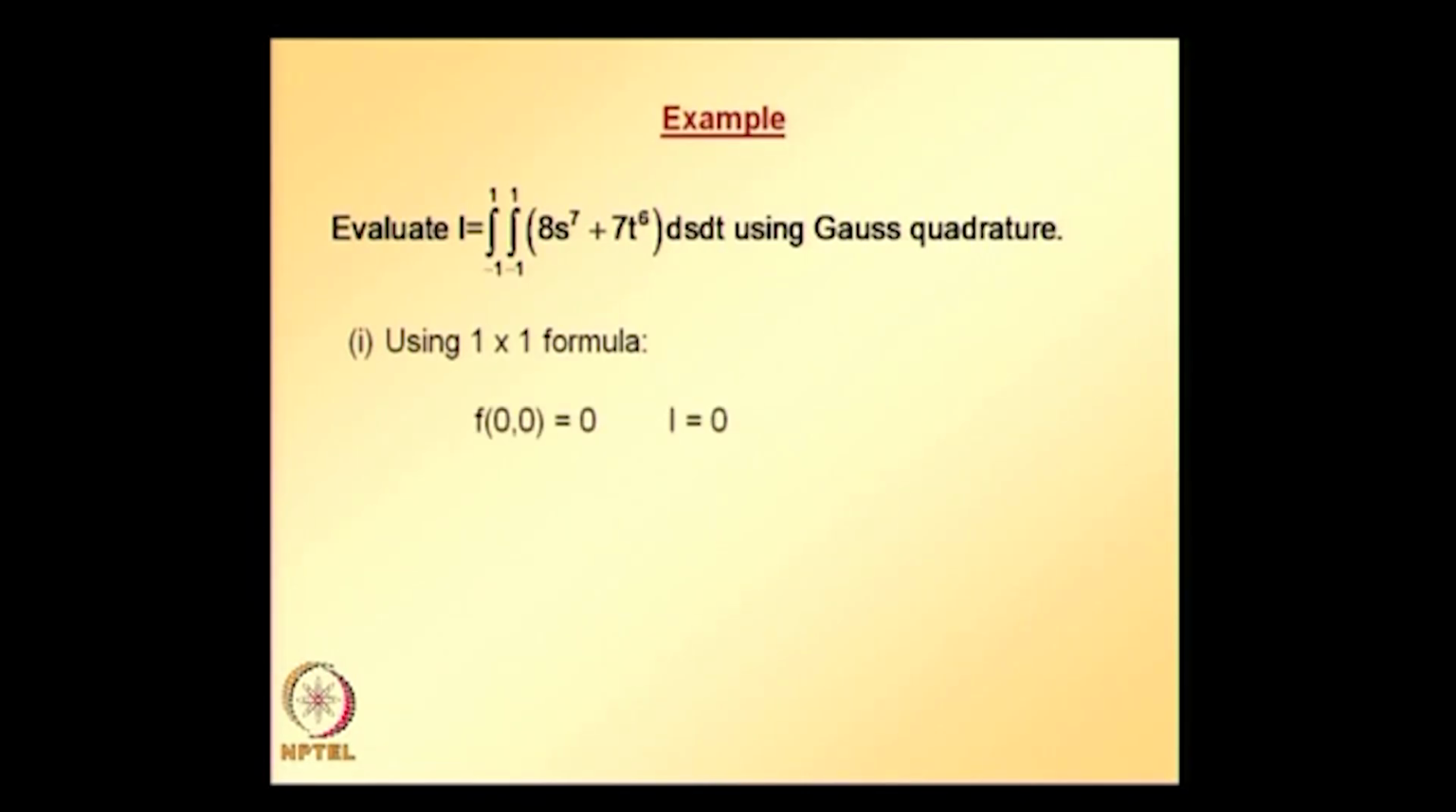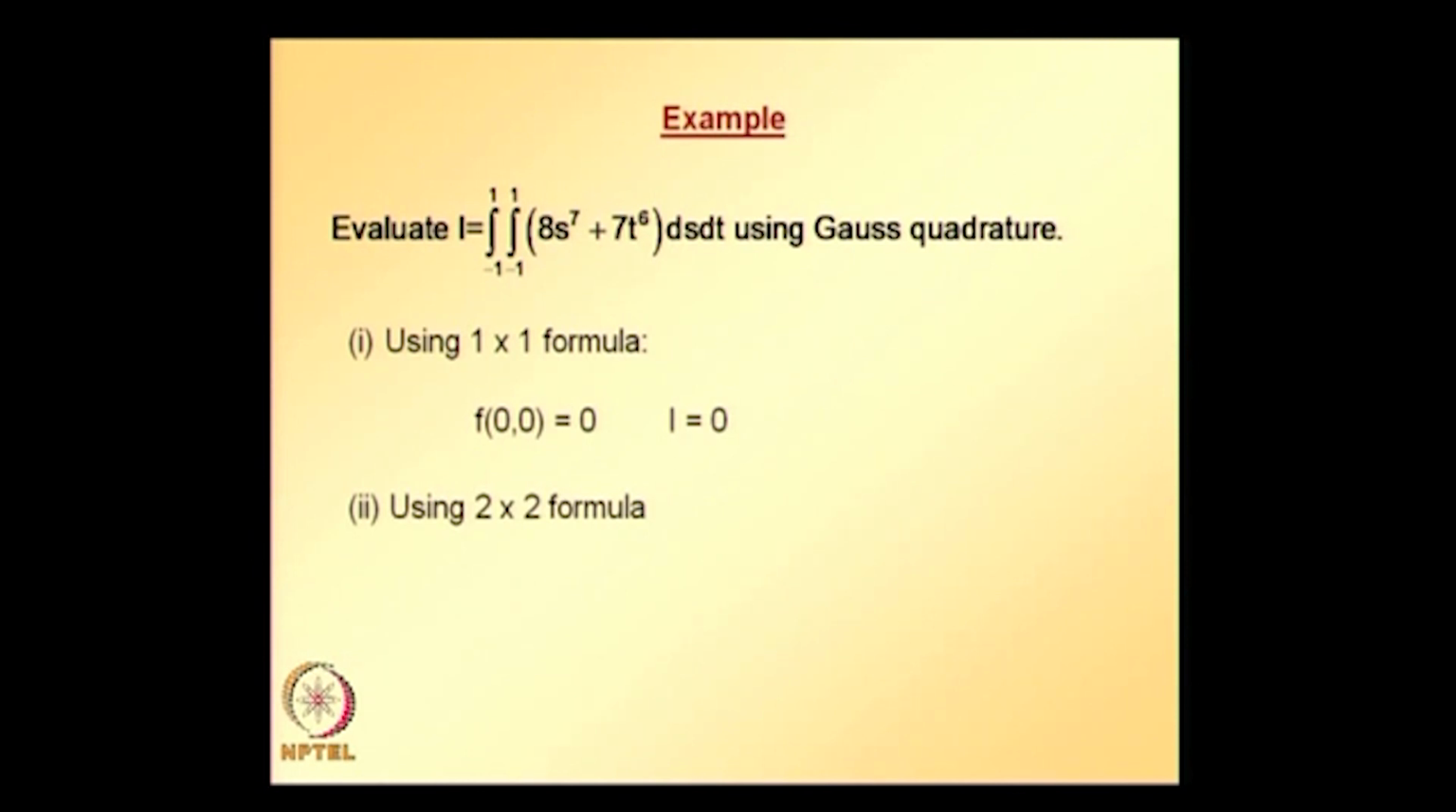In the s direction the coordinate is s is equal to 0, in the t direction the coordinate is t is equal to 0, that is the location of the integration point, and the weight is weight in the s direction times weight in the t direction, which is 2 times 2. So, the total weight is 4, but the integrand value evaluated at s is equal to 0, t is equal to 0 turns out to be 0. So, the total integral is going to be 0 because the function value is 0, and even if you multiply with 4 we are going to get 0.